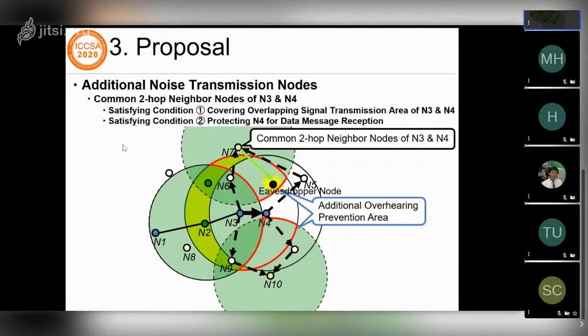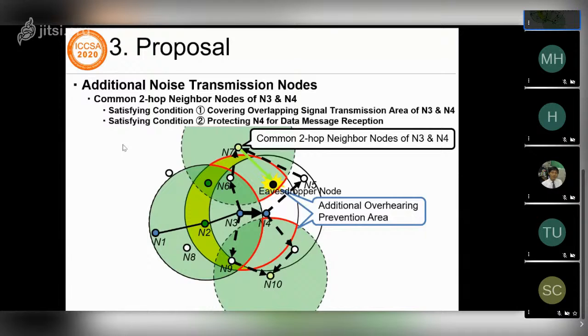However, coverage by this method is not always high enough. In order to solve this problem, part of the two-hop neighbor wireless nodes additionally become noise transmission nodes. Especially, in order to cover the overlapped area of signal transmission areas of the sender and the receiver nodes, common two-hop neighbors of the sender and the receiver nodes become noise transmission nodes.